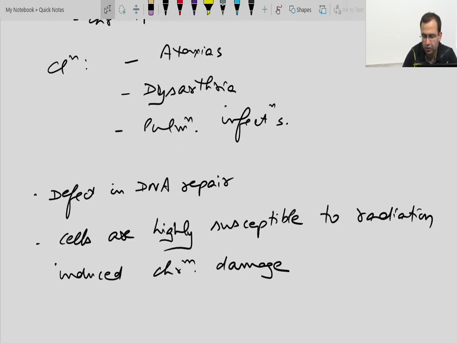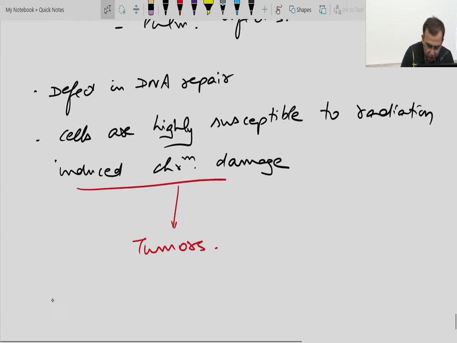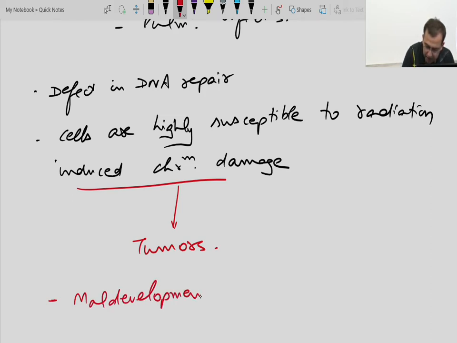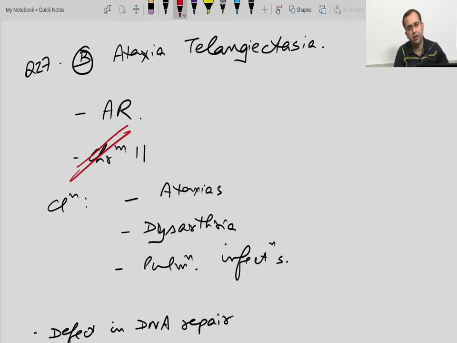Because of radiation induced chromosomal damage, it is also associated with the development of tumors. Last point, why is all this occurring? It is related to maldevelopment of the thymus. This is ataxia telangiectasia, autosomal recessive, chromosome 11.